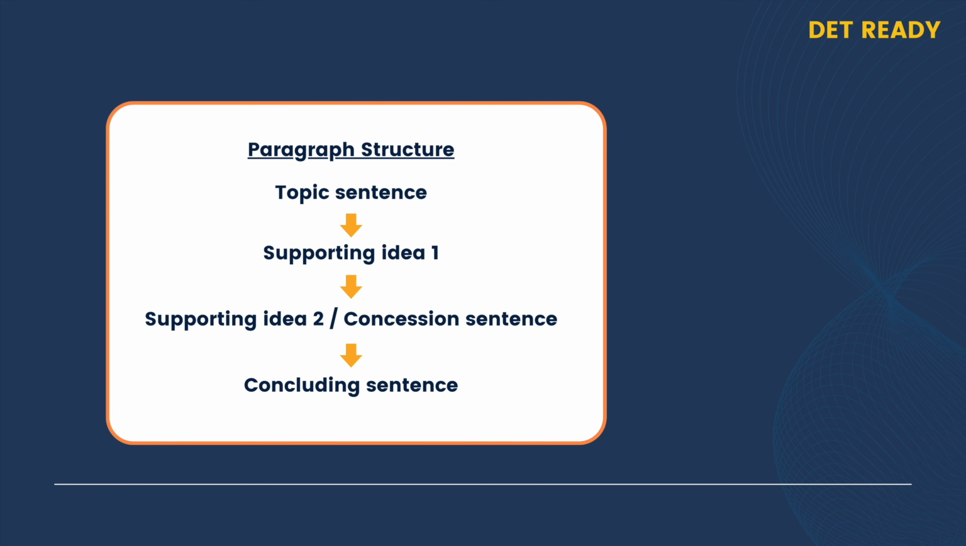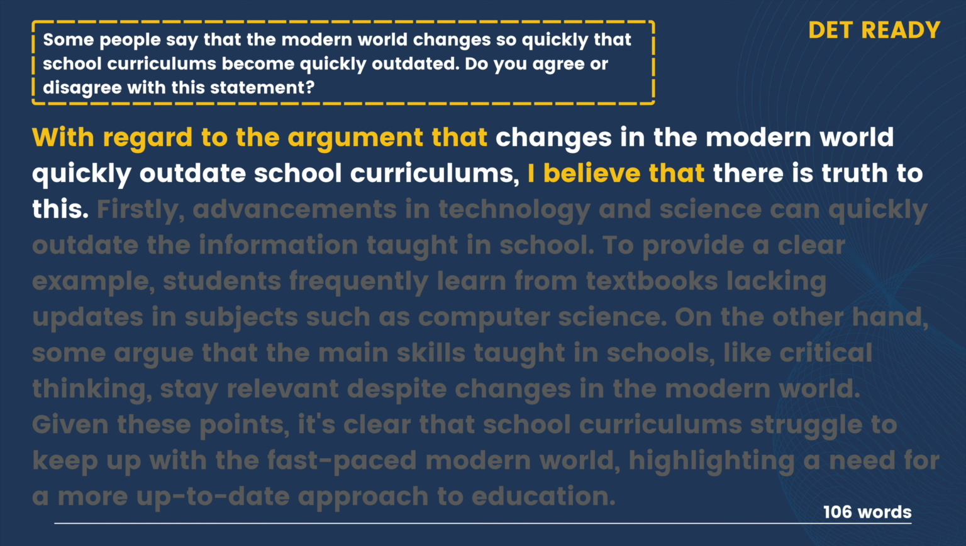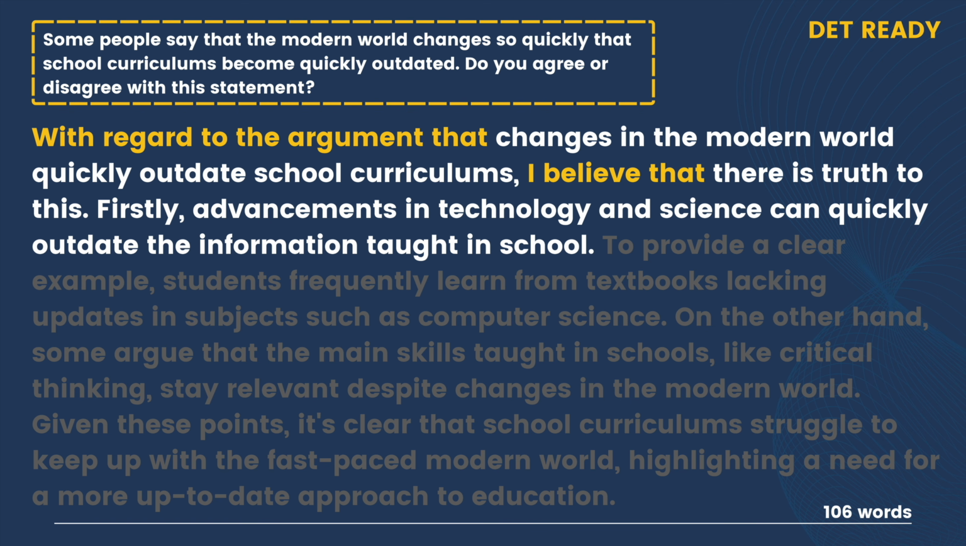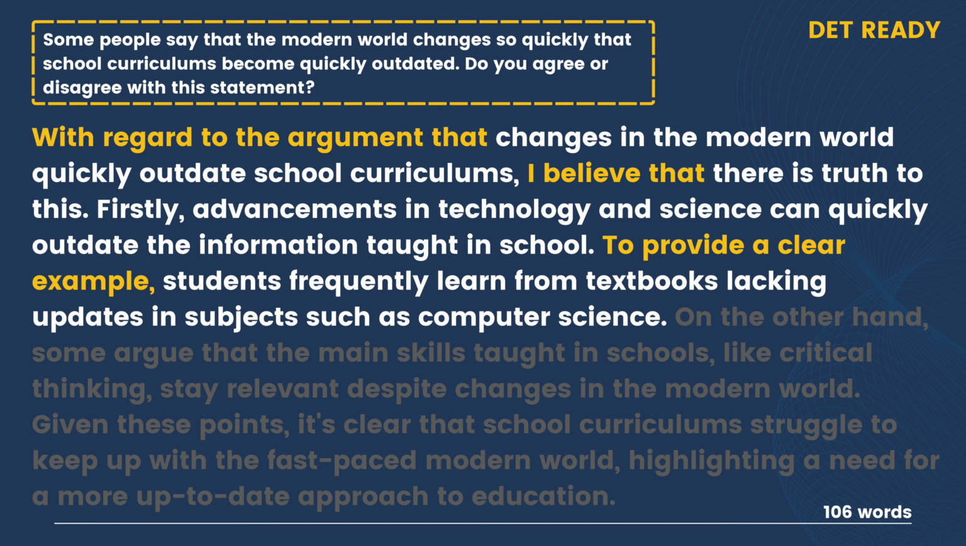Now I'm going to show you a full answer with a topic sentence, supporting idea 1, concession sentence, and a concluding sentence. "With regard to the argument that changes in the modern world quickly outdate school curriculums, I believe that there is truth to this. Firstly, advancements in technology and science can quickly outdate the information taught in school. To provide a clear example, students frequently learn from textbooks lacking updates in subjects such as computer science.